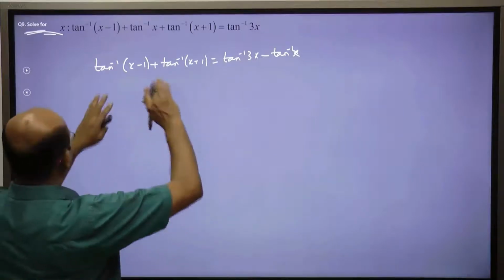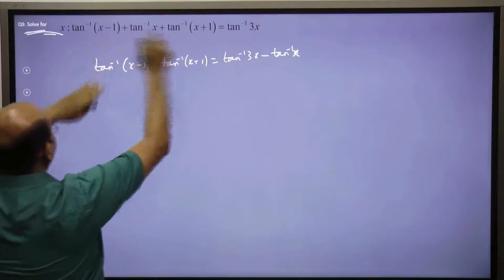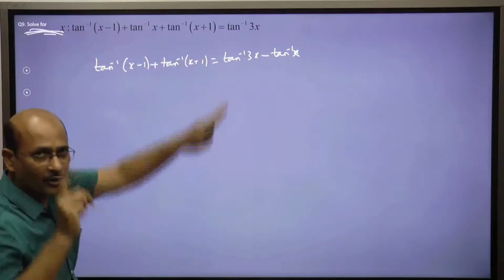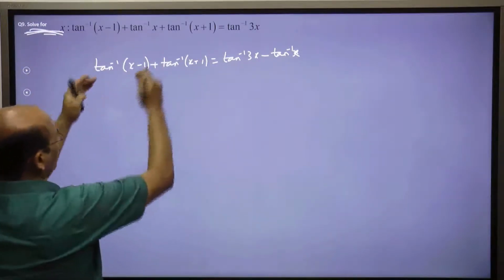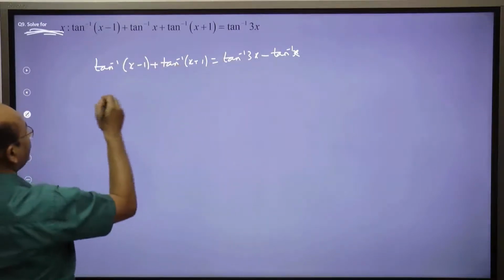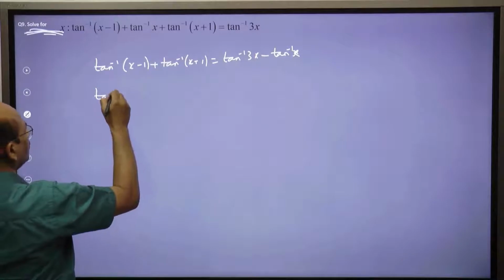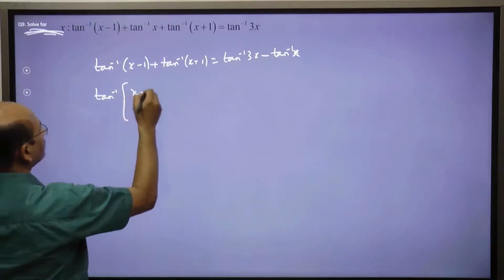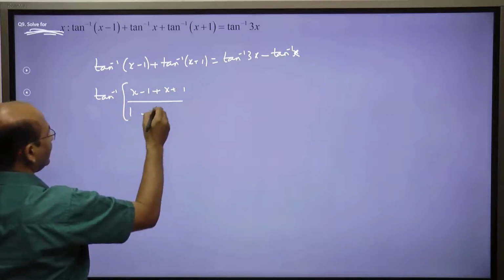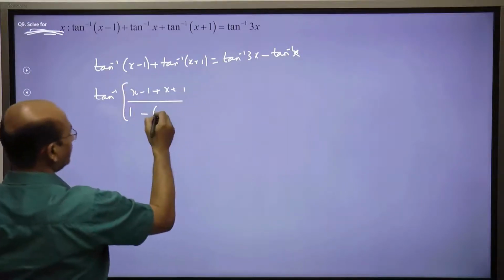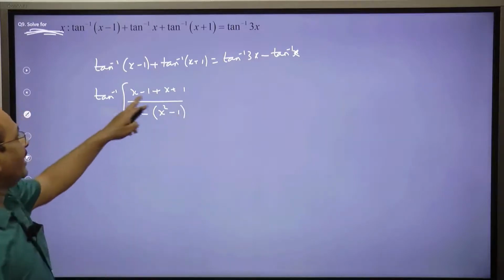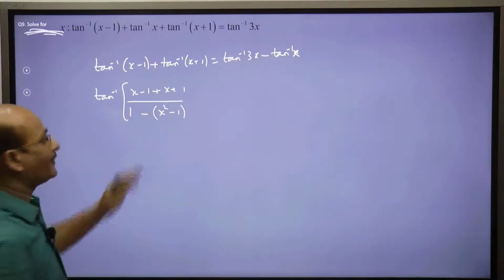As it is given completely, the equation, this x, remember this is a part of solve for x. So, remember it is not part of the sum. Always keep that in mind. So, what I can do, both simultaneously I can bring down the working. Tan inverse x plus tan inverse y is tan inverse x plus y upon 1 minus xy, so that is tan inverse x plus y upon 1 minus xy.